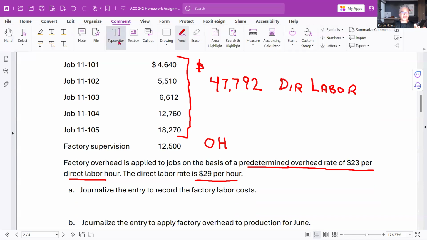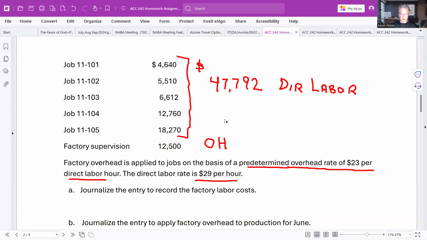So essentially what we're being asked to do is prepare a journal entry for this, right? Record the labor that is direct, record the labor that is overhead. That's all we're going to do. So one entry to do that, and I have that entry. Let me give that to you. So we're going to record that labor, two components of labor. So right here, there we go. The labor that is direct is the 47,792. That's what goes to the work in process account.